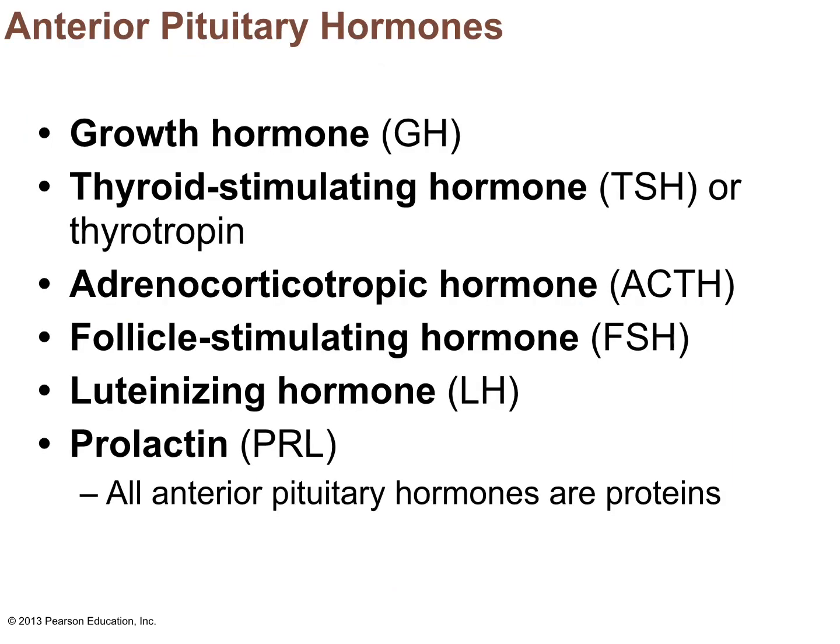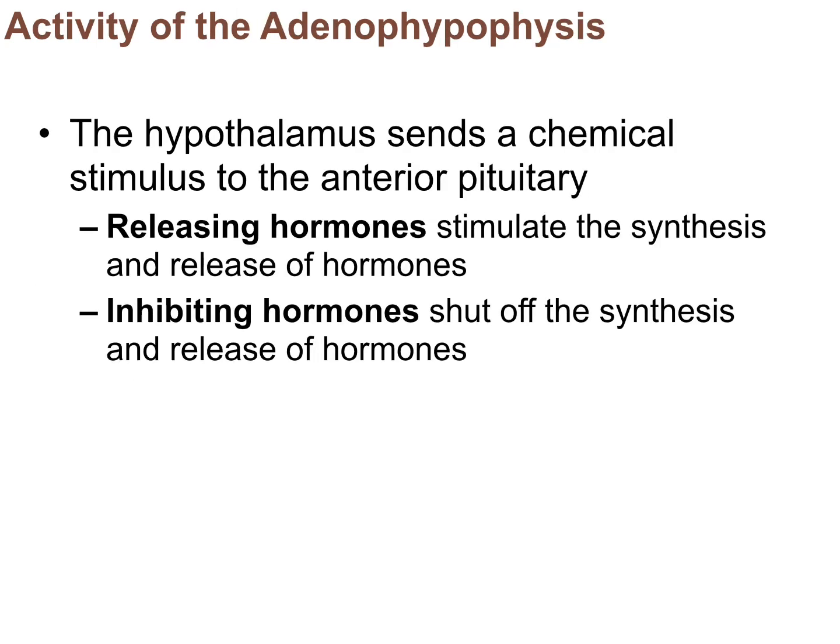The anterior pituitary is going to make 6 specific hormones: growth hormone, thyroid-stimulating hormone, adrenocorticotropic hormone, follicle-stimulating hormone, luteinizing hormone, and prolactin. We're going to go through each of these, their functions, dysfunctions if there's homeostatic imbalances, and we'll go from there.